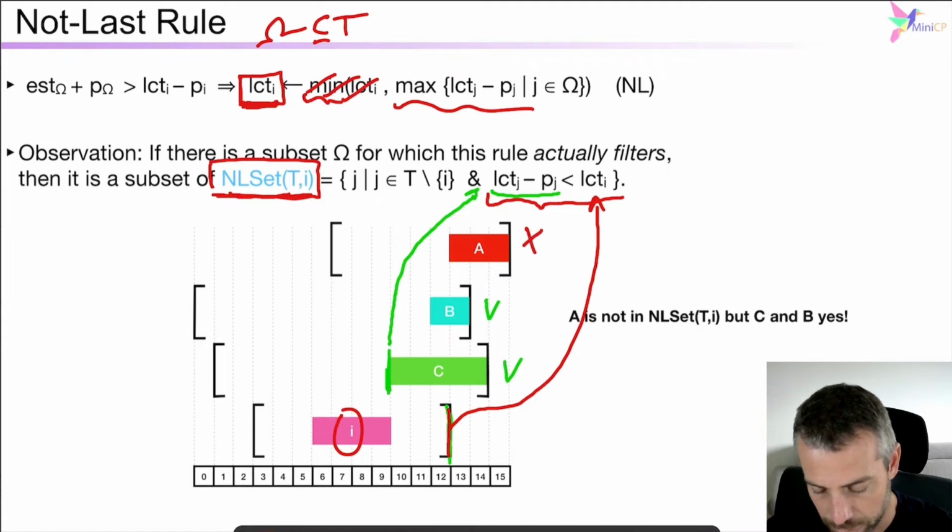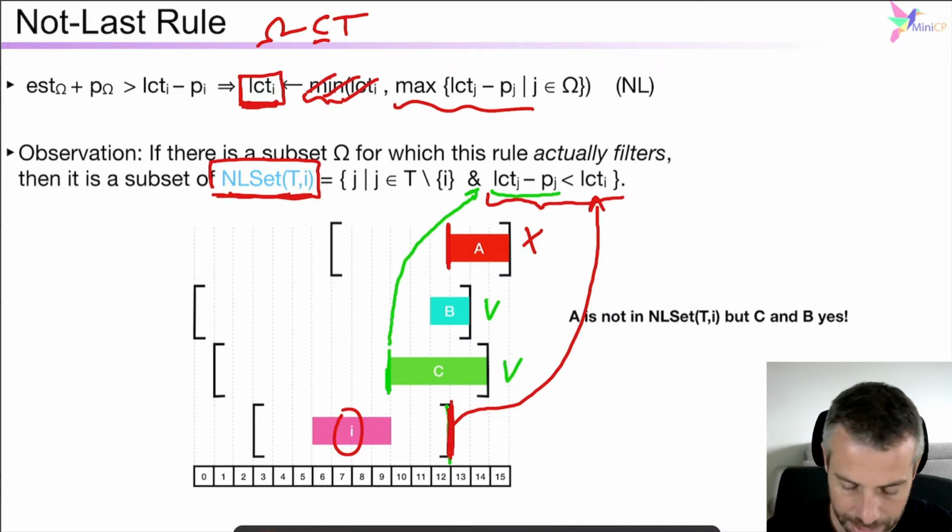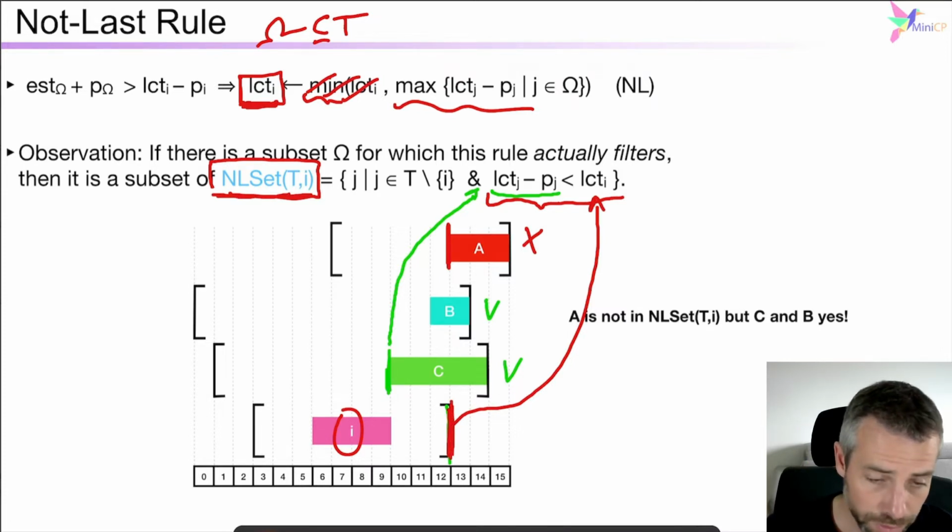For the same reason, that one will also belong to the not last set of the activity I, but this one will not, because you see that this time value falls after the latest completion time of I, and so if it were part of the set omega, we wouldn't have any filtering on the latest completion time of the activity I. That's why activity A does not belong to the not last set of the activity I.